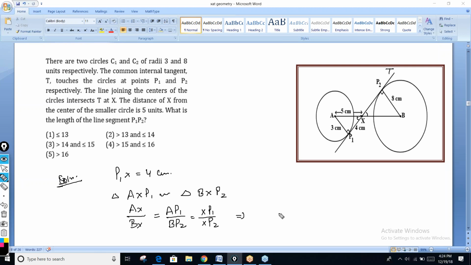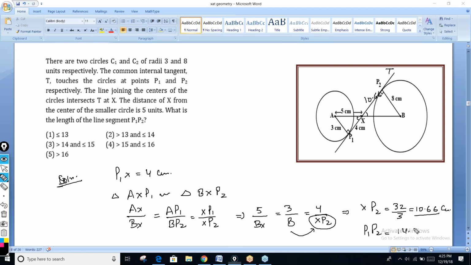So we have the length of AX, which is 5. We have the length of BX? No, we do not have the length of BX. AP1 is given as 3. BP2 we have, 8. XP1 is 4, and XP2 we do not have. So what do we get? We need to basically find the value of XP2 only. So I'll use these to get the value of XP2. The length of XP2 is 32 upon 3, that is 10.66. So XP2 is 10.66 and XP1 is 4. So what is the length of P1P2? The length of P1P2 comes out to be 14.66 centimeters.